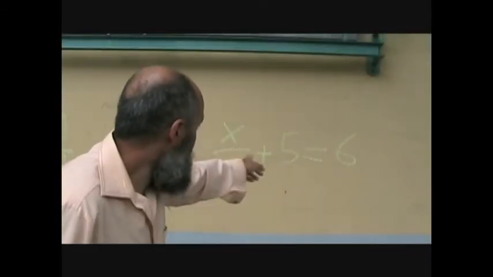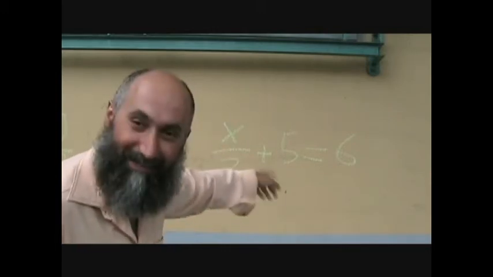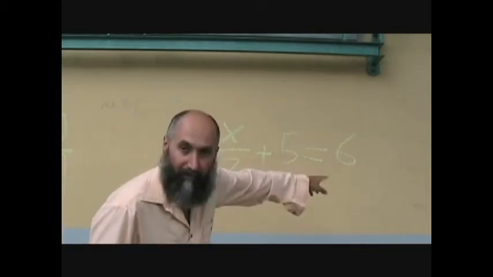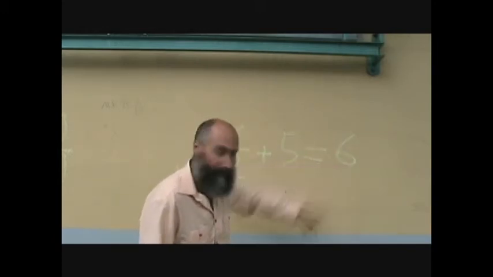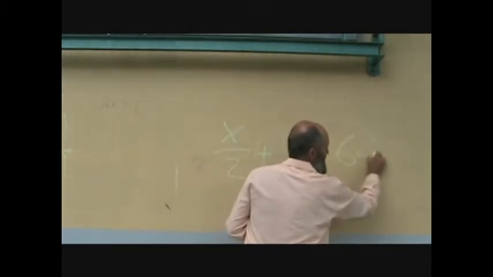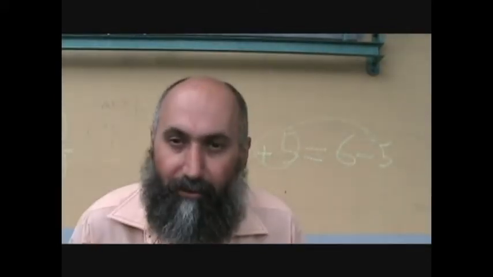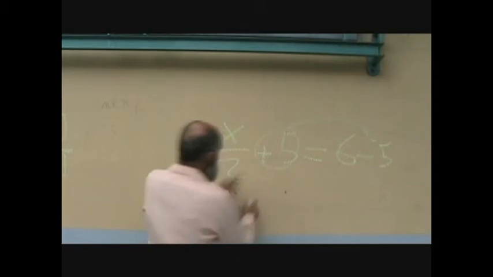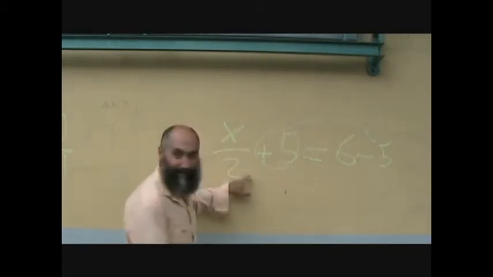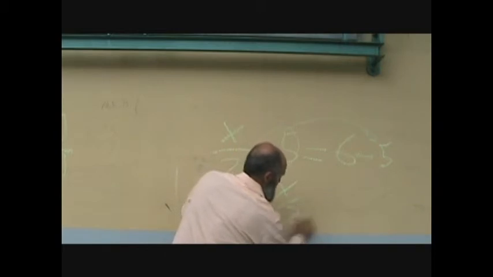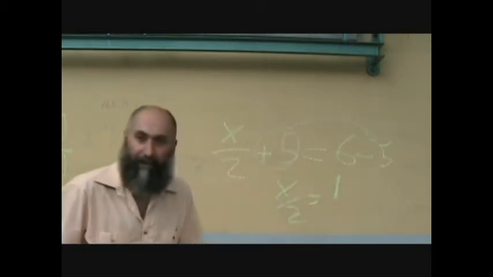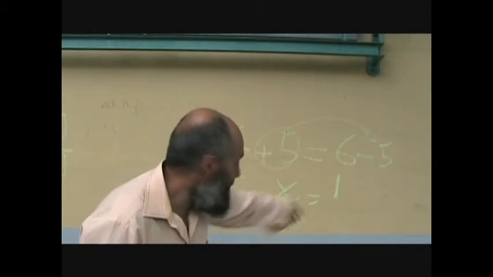x over 2 plus 5 is equal to 6. Now you can't cross multiply the 2 up. You have to move the 5 over first, right? So you grab this guy, bring it over, it becomes minus 5. So you go 6 minus 5. On this side, you moved the 5 over already, so you got x over 2. So you got x over 2 is equal to 1, and now you can just cross multiply up.